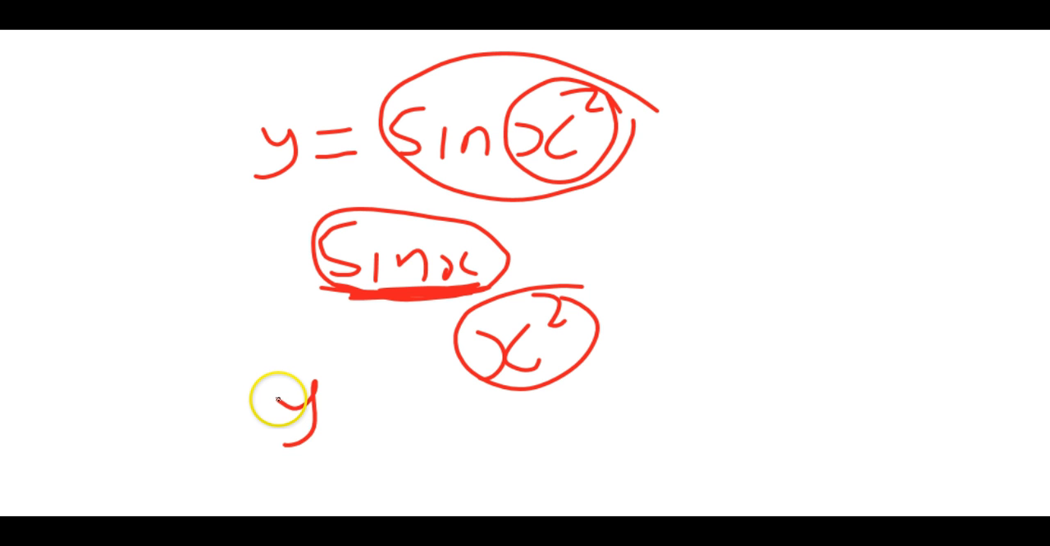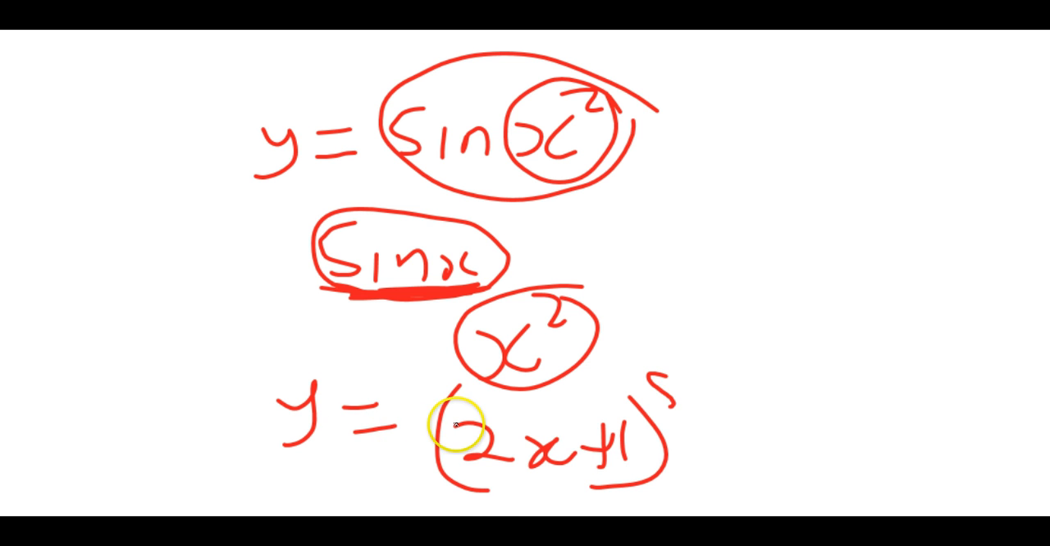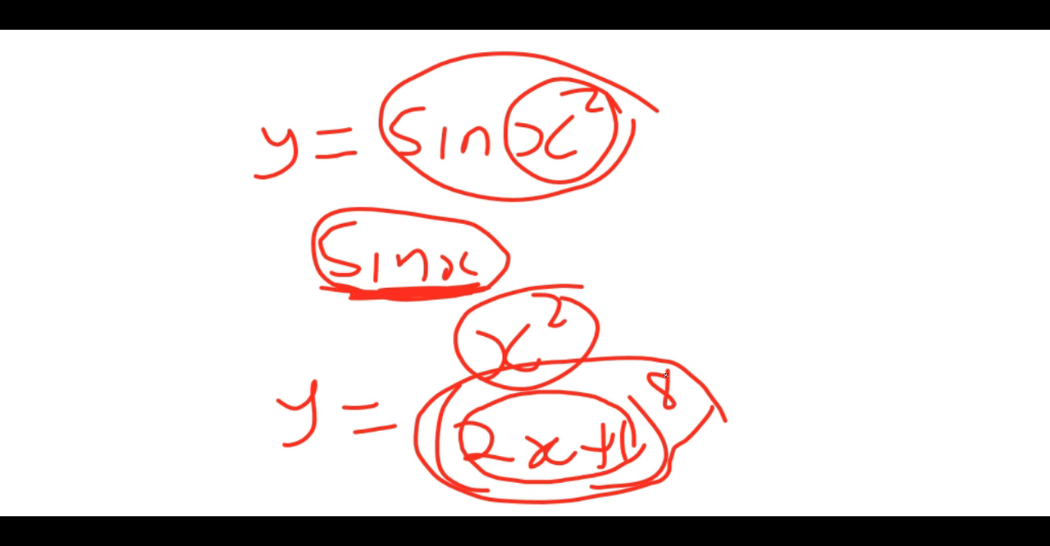Another example can be if I have y equals, let's say, 2x plus 1 to the power 8. The whole of 2x plus 1 to the power 8 is a function. Then within the bracket we have another function called 2x plus 1. And so we see that this is a function within a function. And in such a situation, it will be very difficult to expand the whole set before we simplify. Chain rule can help us to do this in a very simple way.